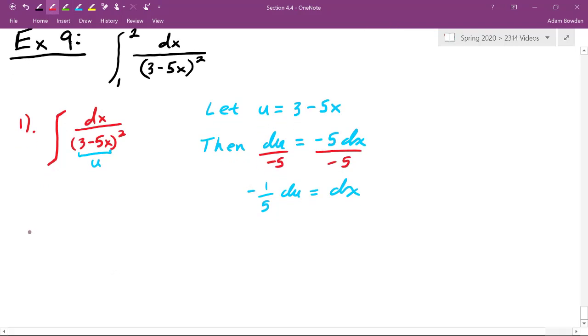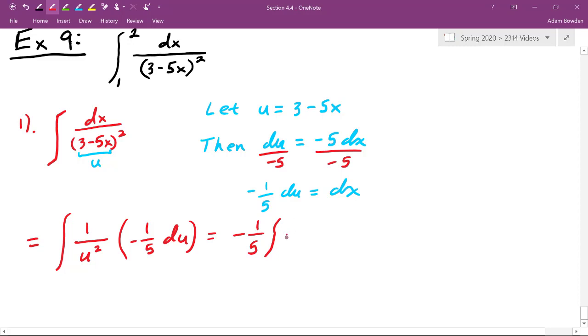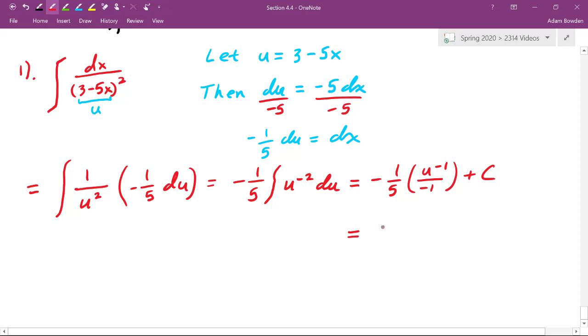So making the substitution here, our integral is going to change into 1 over u squared times negative 1/5 du. I'm going to move the negative 1/5 to the front. Negative 1/5 u to the negative 2 du. So that would turn into negative 1/5 times u to the negative 1 divided by negative 1 plus a constant c. So that's going to be equal to 1 over 5u plus a constant c.